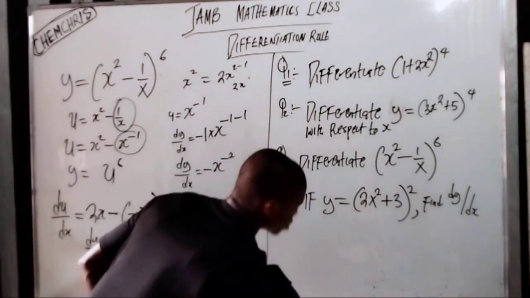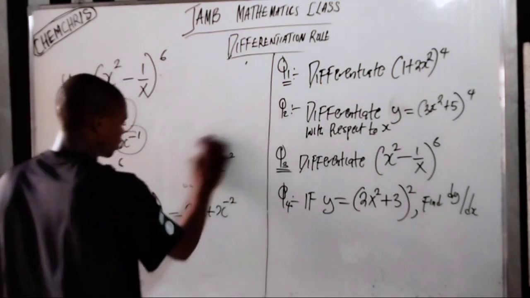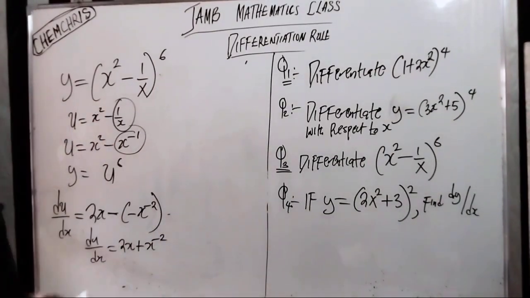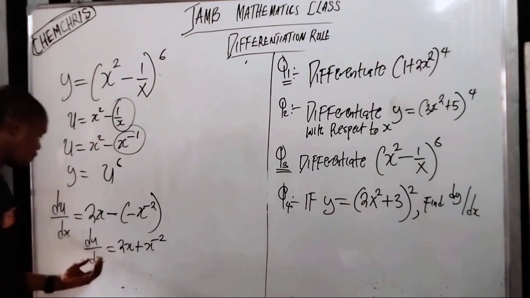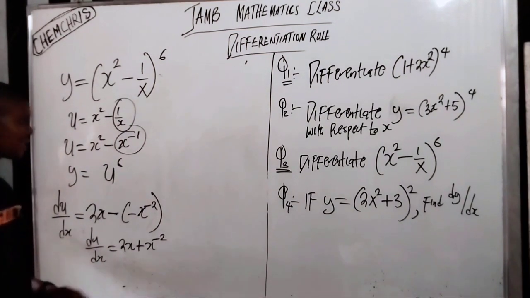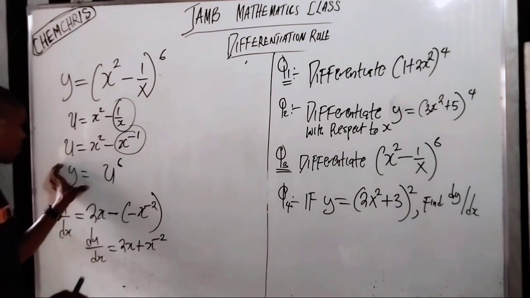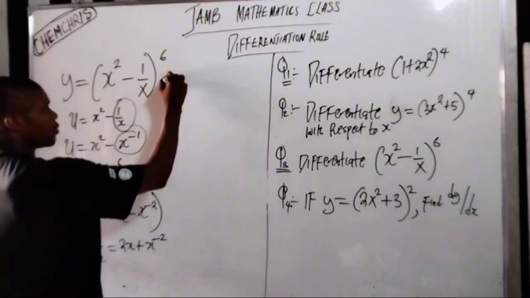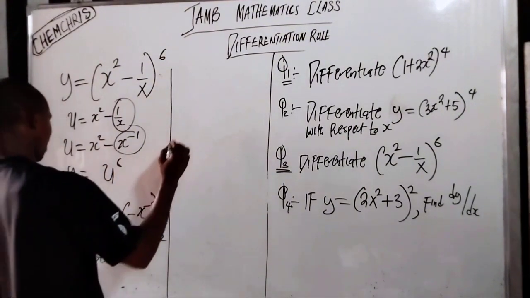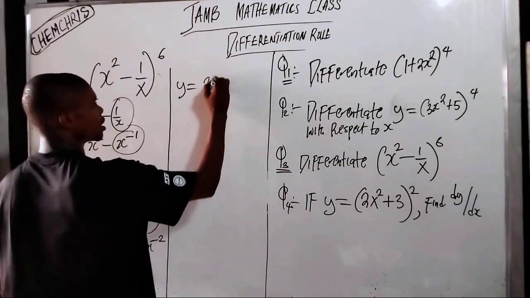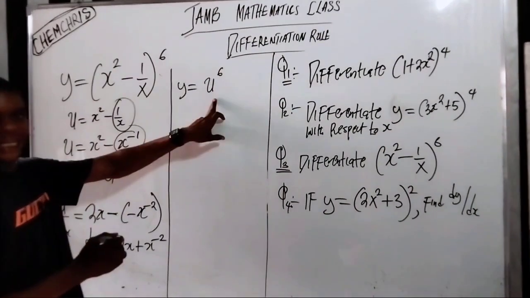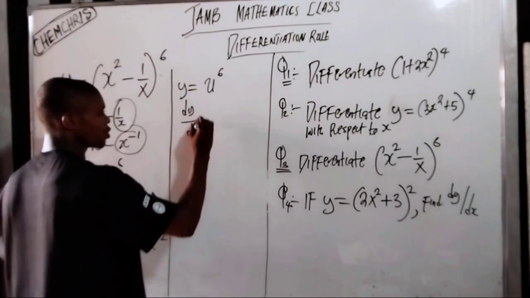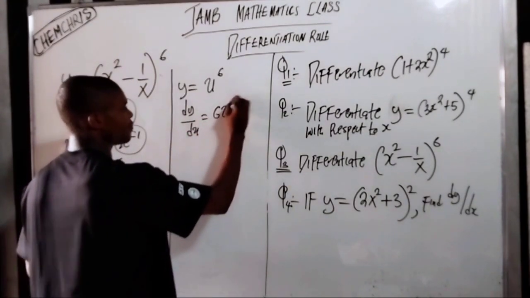Can you see that? So let me wipe this place out. Now, what are you going to do here? You have got your du over dx. Now, let's differentiate dy over du. So remember, my y is equal to u raised to 6, right? So let's differentiate this one here. If you differentiate it, dy over du equals 6u raised to 5, as easy as that.